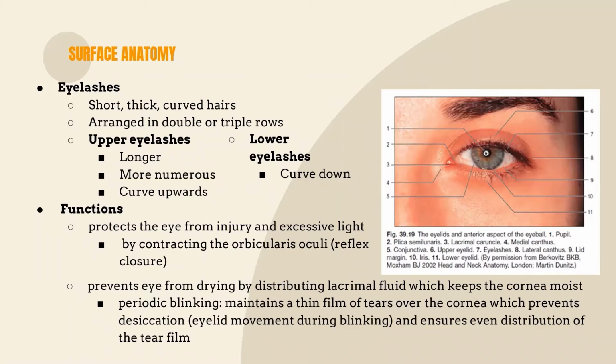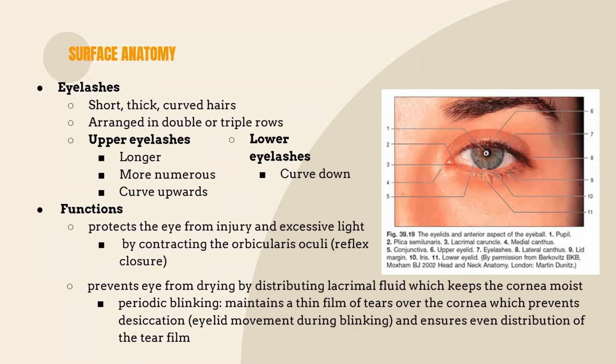The eyelashes are short, thick, curved hairs arranged in double or triple rows. The upper eyelashes are longer, more numerous, and they curve upwards, while the lower lashes curve downwards. This is so that the upper and lower eyelashes do not interlace when the eyelids are closed.